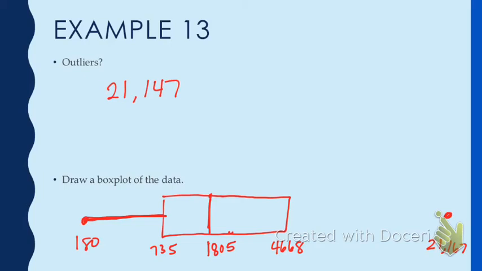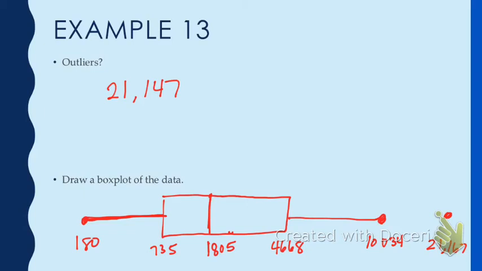And then what is the value that is right below 21,147? What is it? 10,034 is the next lowest one. Yeah, so I just went down to the one that was below that still fit within my fence.